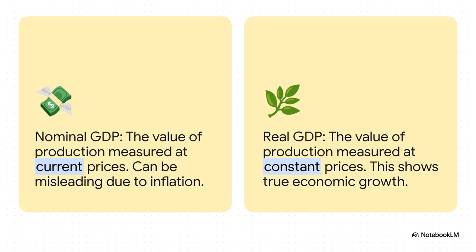Now, this next part is super important. Let's say a bakery made 100 loaves of bread at $2 each last year. Their nominal GDP was $200. Simple enough. But what if this year they still only make 100 loaves, but because of inflation, the price goes up to $3? Their nominal GDP jumps to $300. It looks like they grew, but they didn't actually produce anything more. And that's exactly why economists use real GDP. It strips out the effects of inflation so we can see if we're actually becoming more productive as a country.